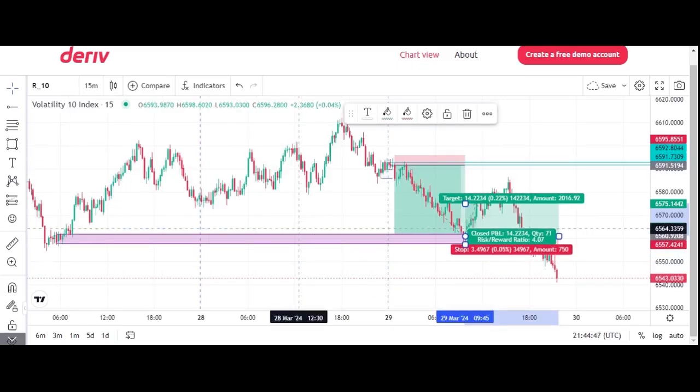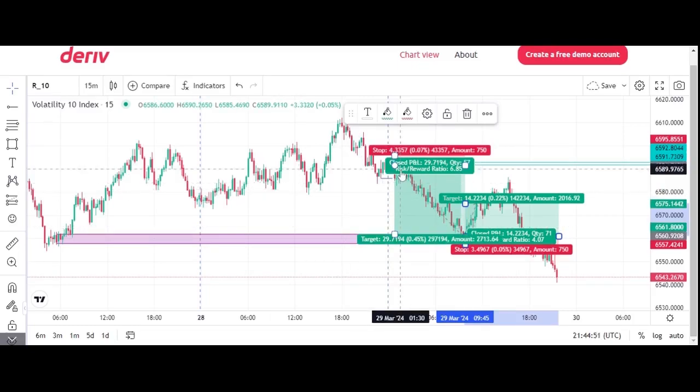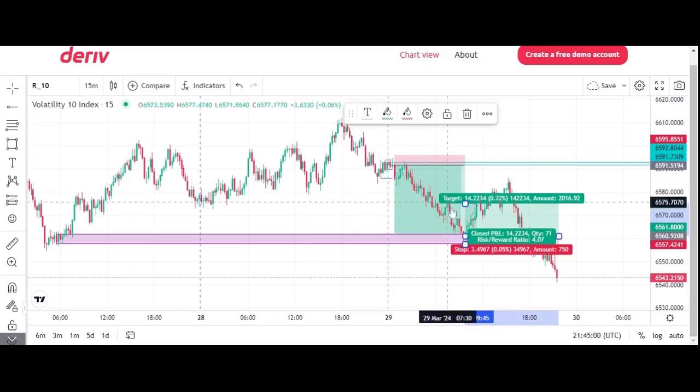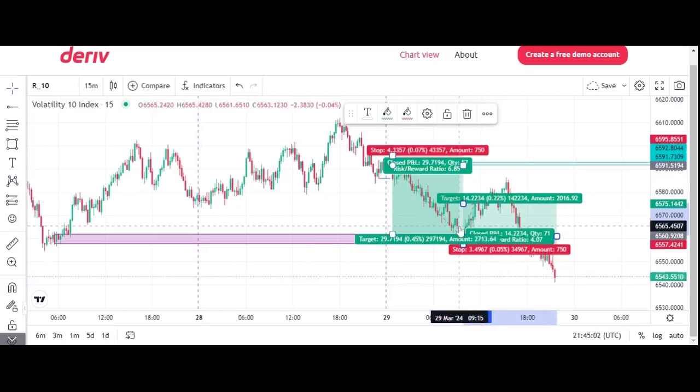Now we said the first movement is going to be a continuation, right? The second move is going to be a reverse. We know that the market breathes in and breathes out, right? And for the second move, it's a reverse. But what is our target?